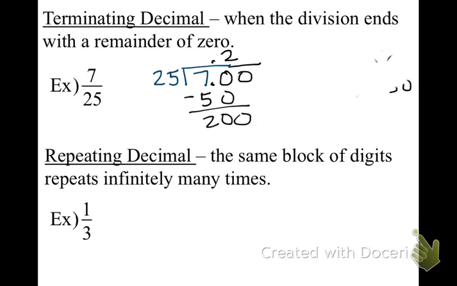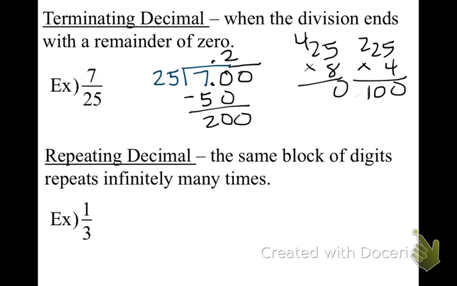So let's do some more math. Let's do 25 times 4. That only gives me 100. Let's do 25 times 8 then. That will give me 200. So put an 8 up here, subtract 200.